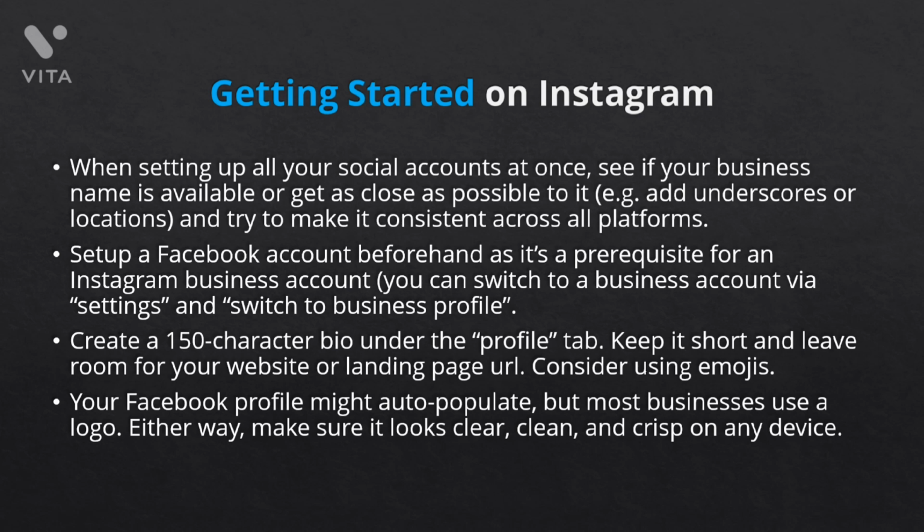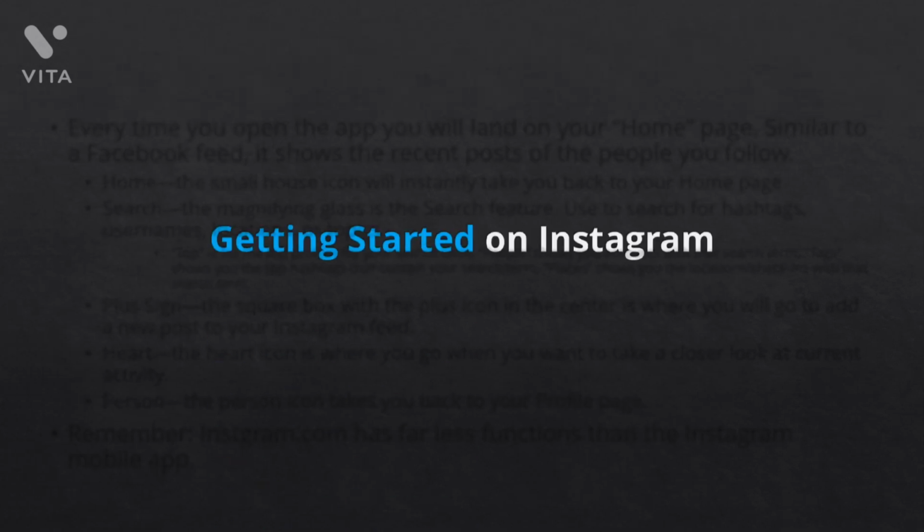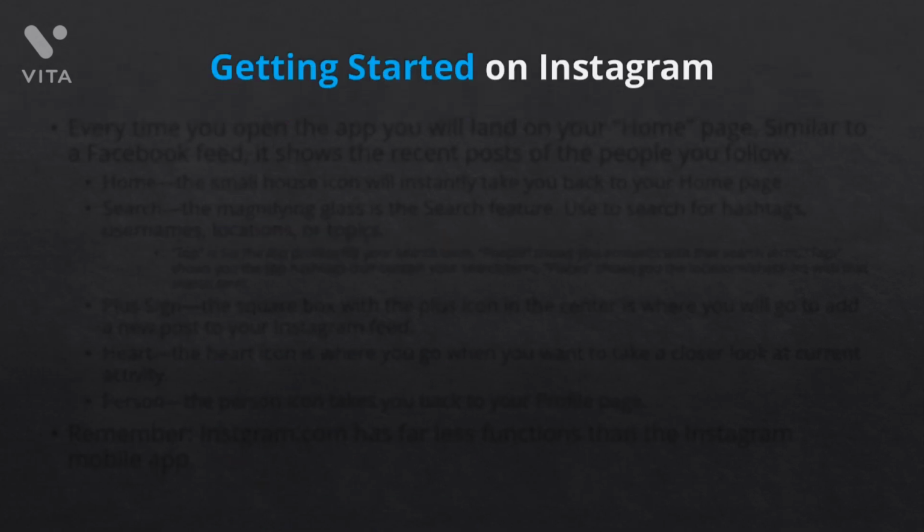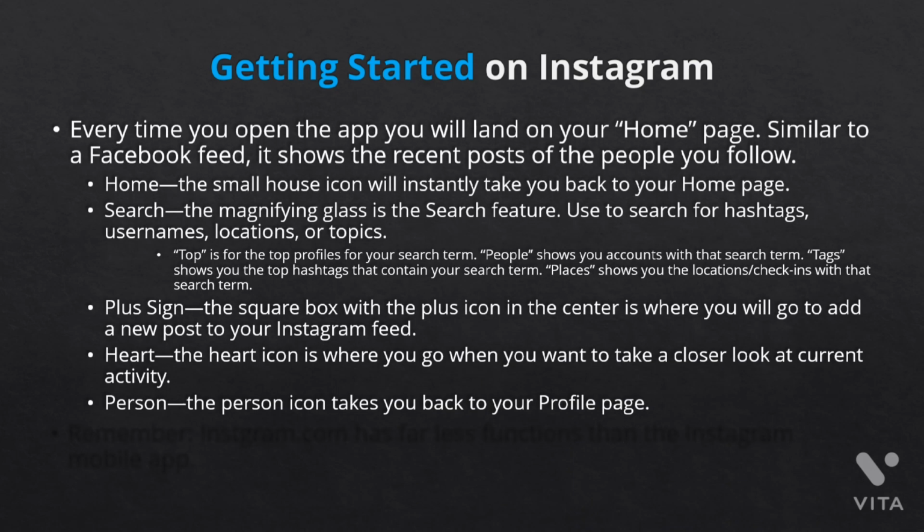Now, before you start posting, it's time to familiarize yourself with the Instagram app. The app is designed to be intuitive and easy to post and use while on the go. Every time you open the app, you'll land on your home page. Similar to a Facebook feed, it shows the recent posts of all the people you follow. At the bottom of your screen, you'll see 5 icons. From left to right, there's Home, Search, a plus sign, a heart, and a person.